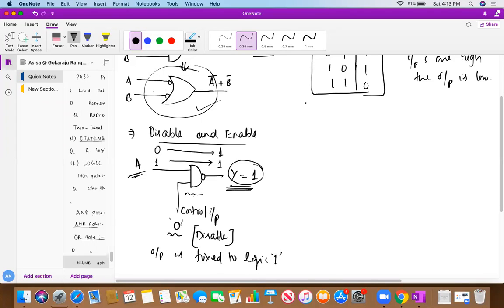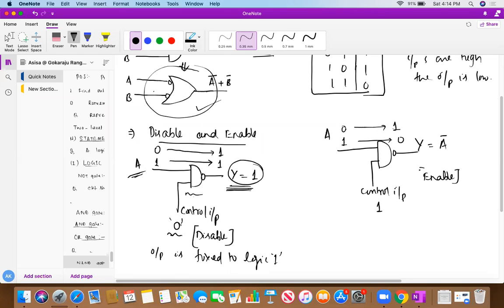Next, similarly, we can give the control input logic 1. Let's say the other input is A, either 0 or 1. So 0 and 1 gives 1, and 1 and 1 gives 0. So what is it doing? It's just inverting. If I give input 0 as A, I get output Y as the inverted version. So this enables my logic circuit, and it functions like an inverter.